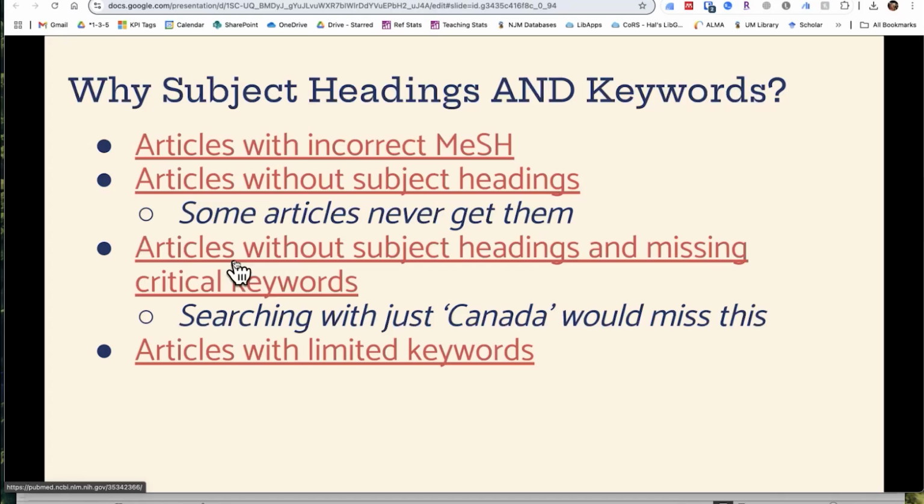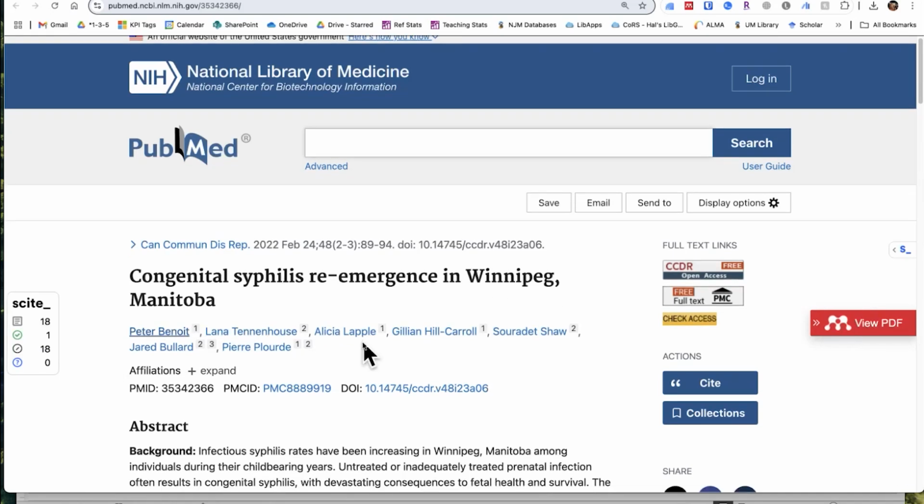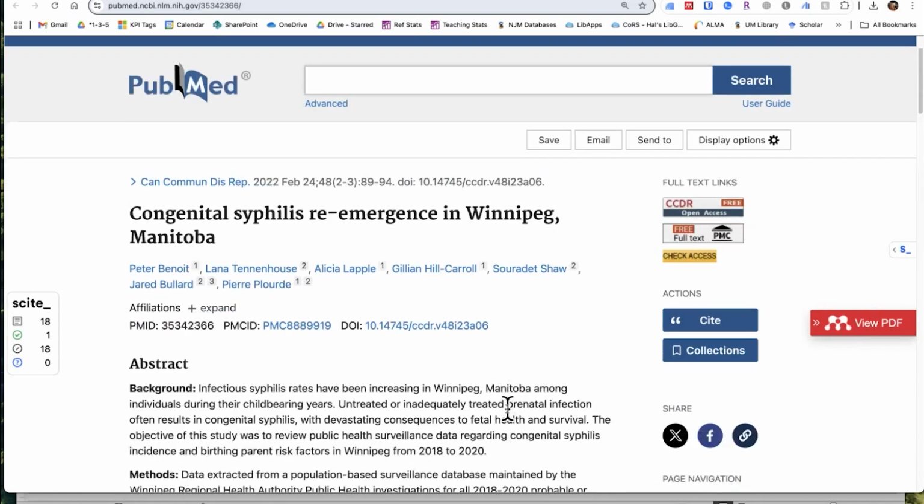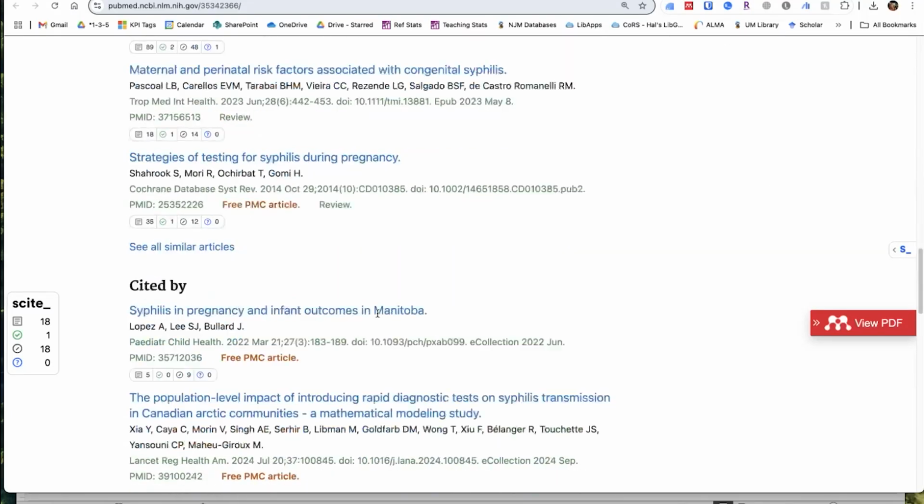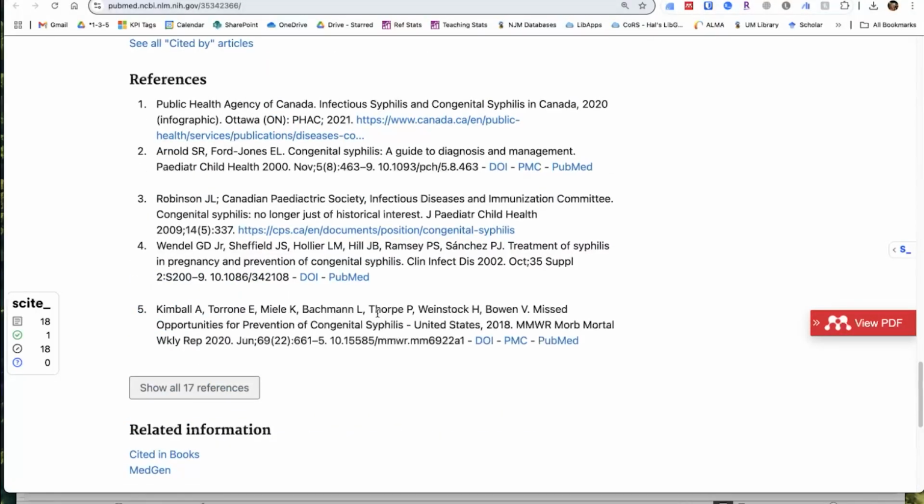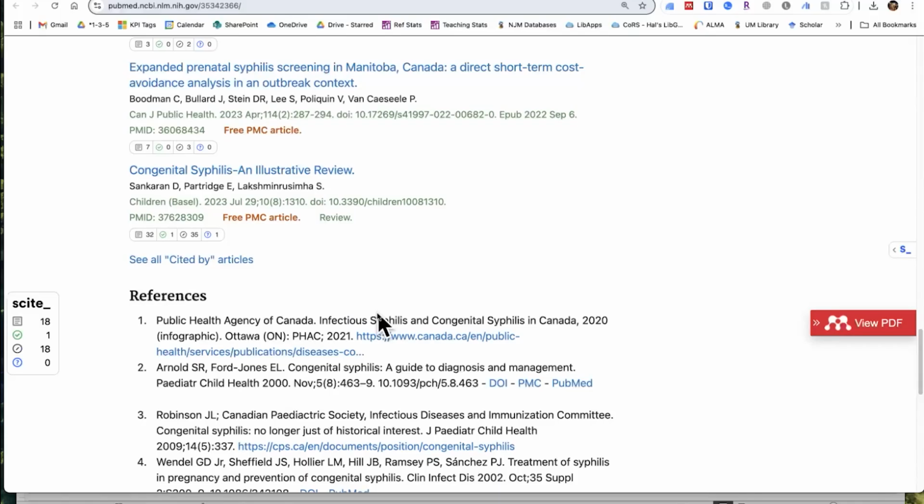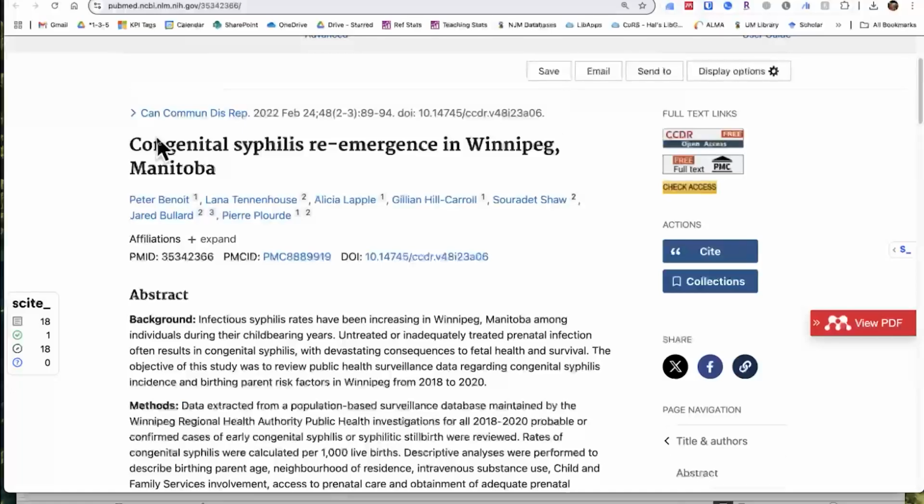Sometimes articles are missing important words. So I'm going to click on this one again. I'm just showing you all these bad parts about Winnipeg. Okay, but we had, let's say, congenital syphilis reemergence in Winnipeg, Manitoba. Nowhere in this whole abstract or in the MeSH terms below, let me show you, there are no MeSH terms, is the word Canada. So if I was interested in congenital syphilis outbreaks in Canada, a very broad search, if I didn't also search using keywords, I wouldn't be able to find this article.